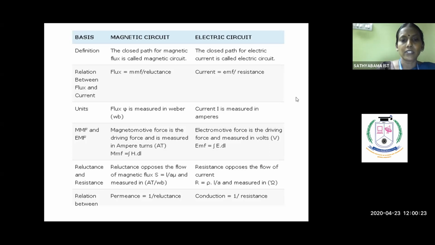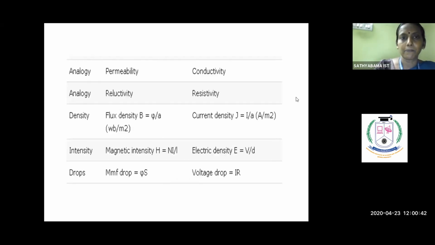Reluctance is given as l divided by area into permeability, and resistance is resistivity into length by area. The reciprocal of reluctance, we call it permeance. Reciprocal of resistance, we call it conductance. And here we have permeability mu, and there we have conductivity. And in magnetic circuit, reluctivity, and in electric circuit, resistivity.